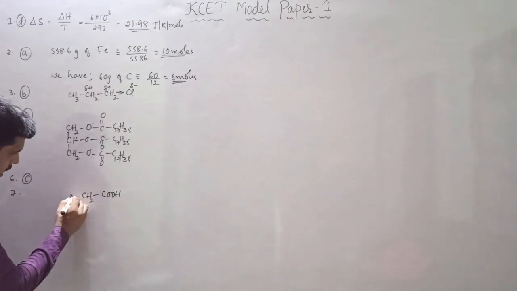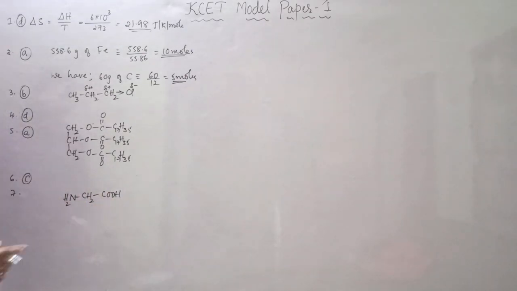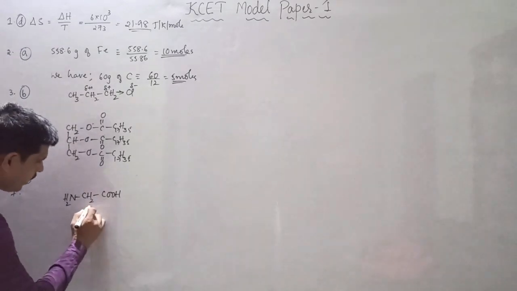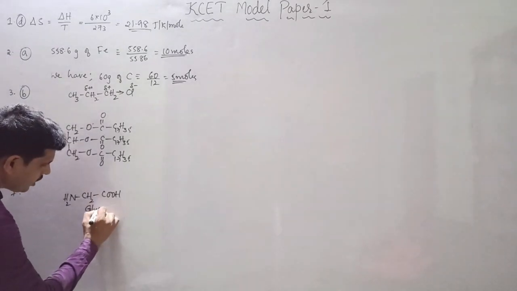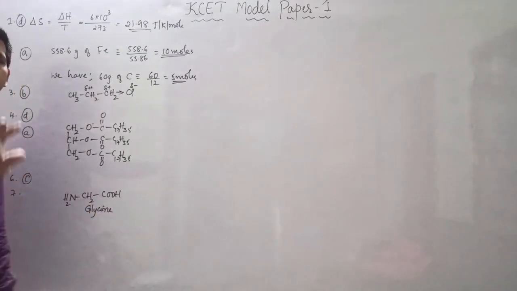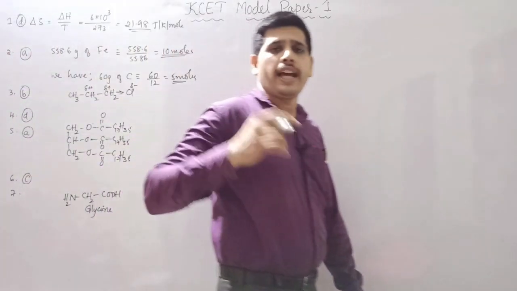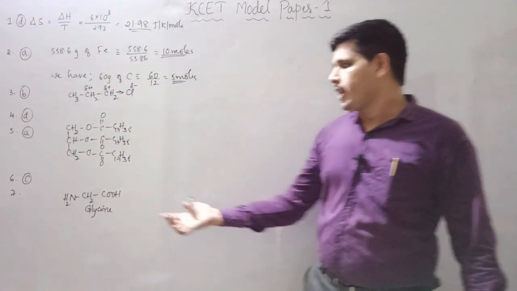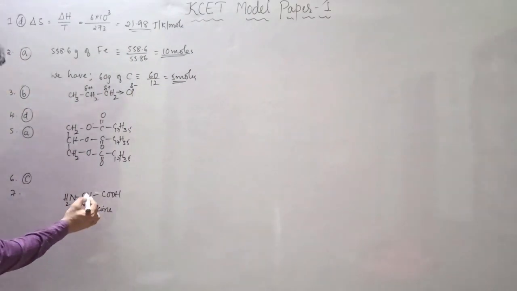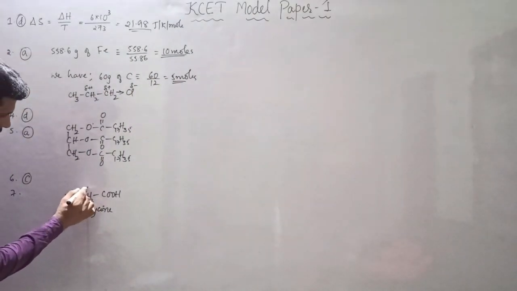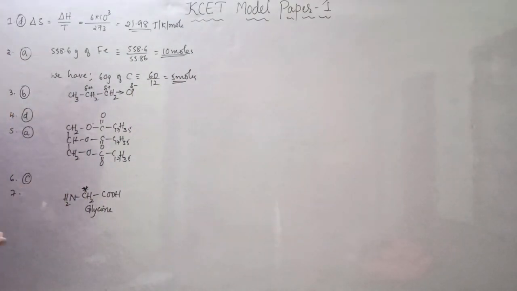CH2COOH, and here comes the NH2 group. Now this is glycine for you. Now if you observe, is there any chiral carbon atom? Chiral in the sense, a carbon atom attached to 4 different groups. Here you have a carbon atom, this one, but it is attached to the same 2 atoms, hydrogen, therefore it is not optically active. So option C must be selected again.